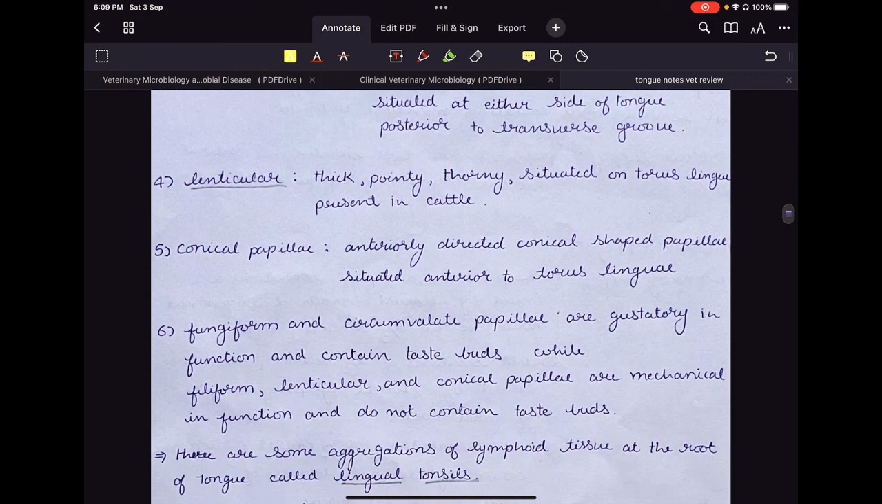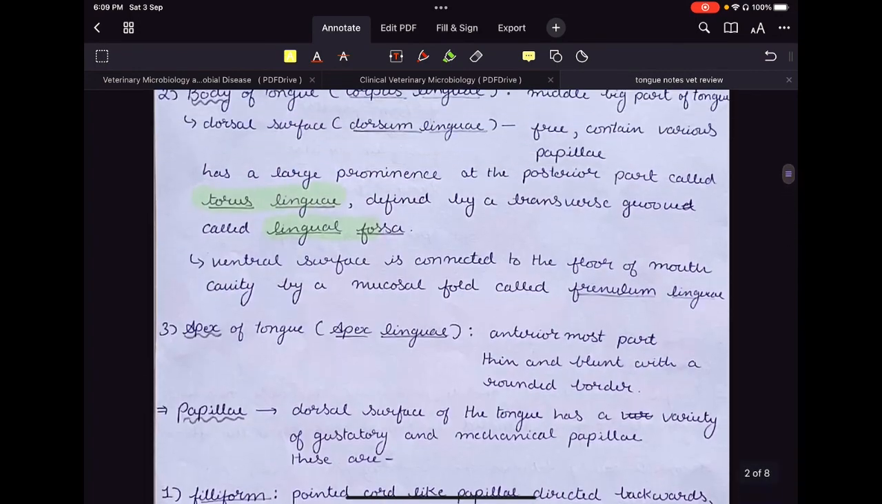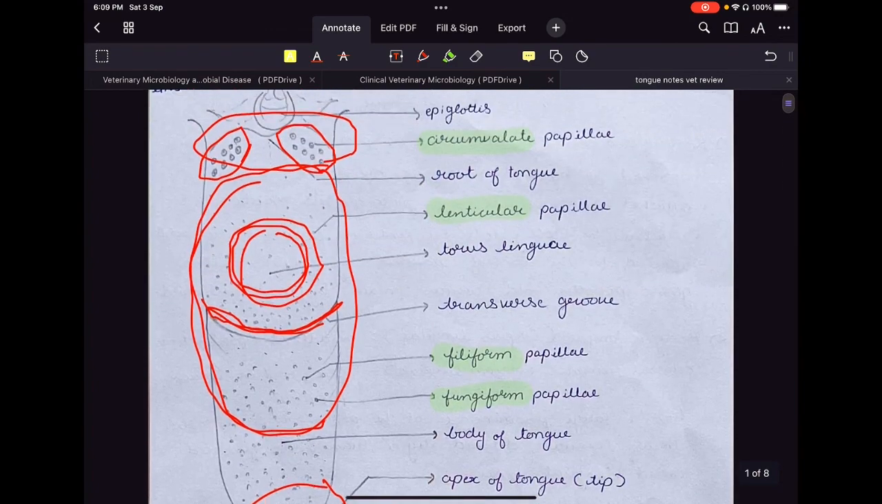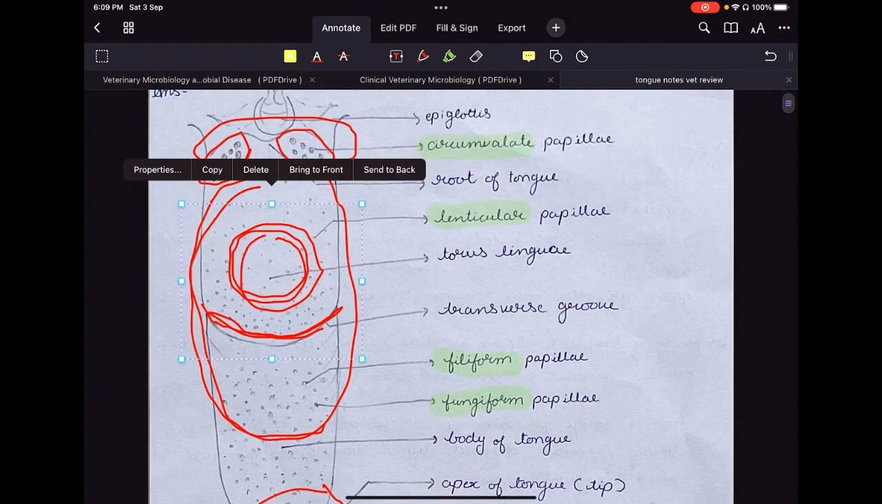Now let us come to the lenticular papillae. They are thick, pointy, horny structures situated on the torus linguae, and they are present in cattle. So they are very characteristic of cattle. You will not find them in horses, dogs, and pigs, and they are present on the torus linguae.